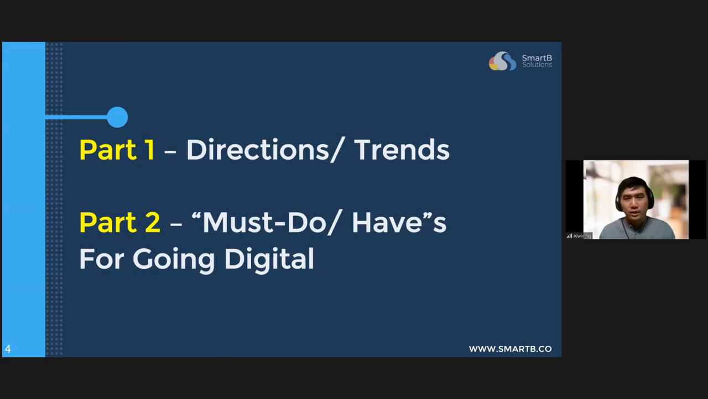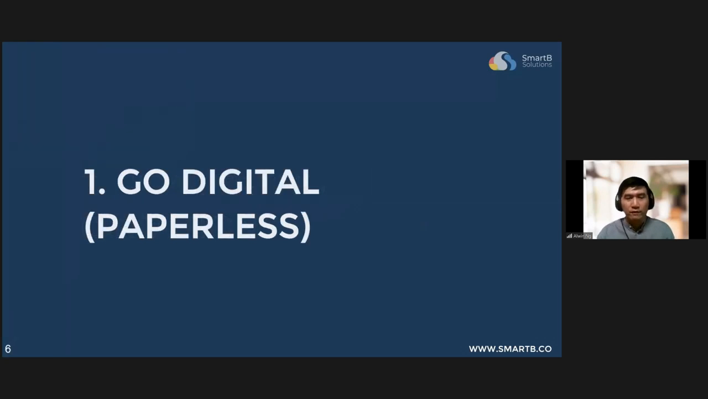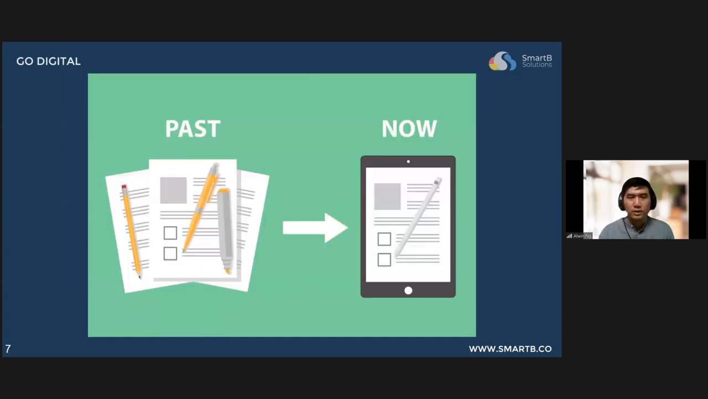The first part of my session is I'm going to talk about some directions and some trends that are already happening. The second part is things that you must do or must have before you go digital. Okay, so digital trend. First thing, go digital. One of it is easy. If you don't understand go digital, think of going paperless.